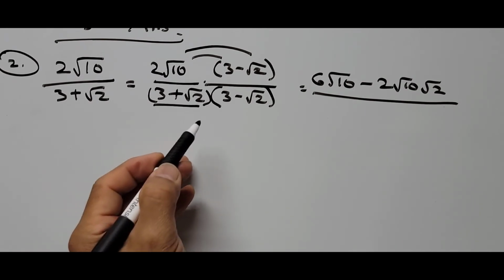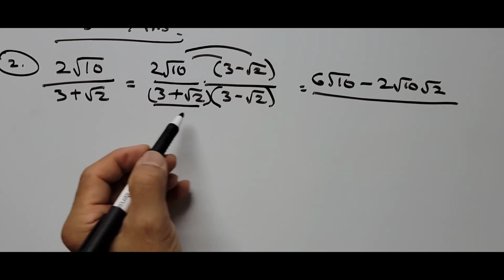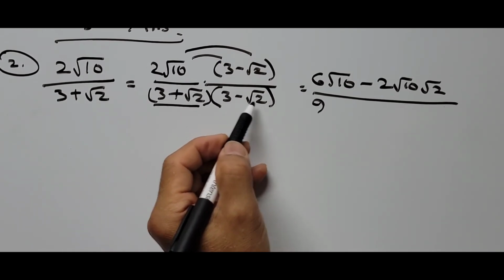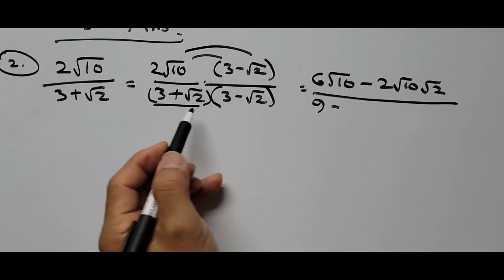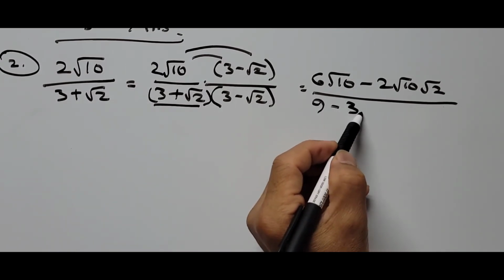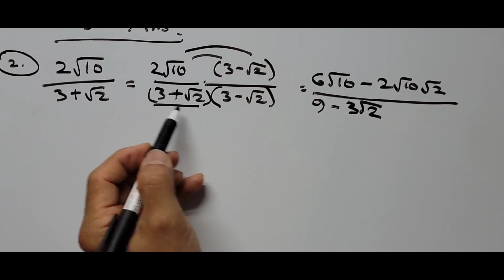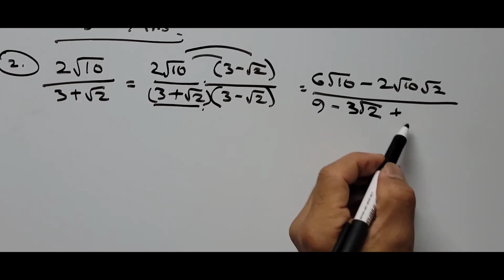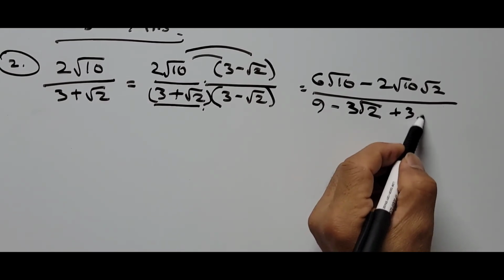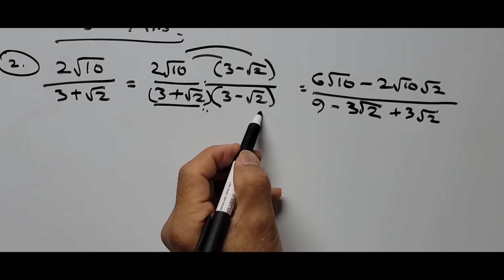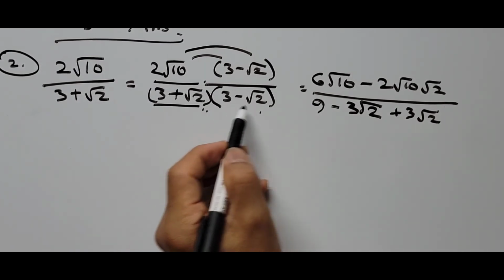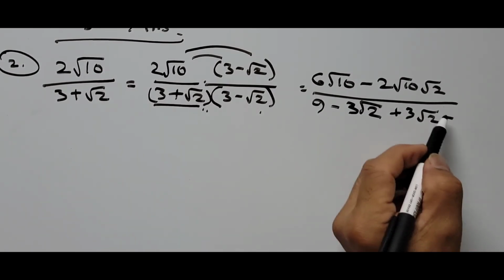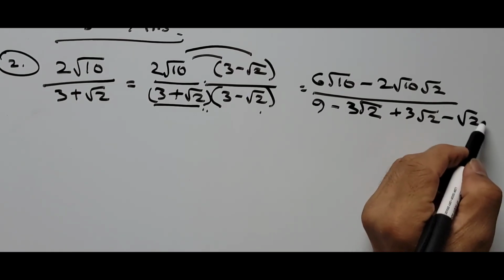Alright, but these are numbers. So 3 times 3 is 9. Then 3 times negative square root of 2, so that's minus 3 times square root of 2. Okay, now we go to the second term. Square root of 2 times 3, that's plus 3 square root of 2. And then the last term, minus plus, so that is minus square root of 2 times square root of 2, multiplied by itself, square root of 2.